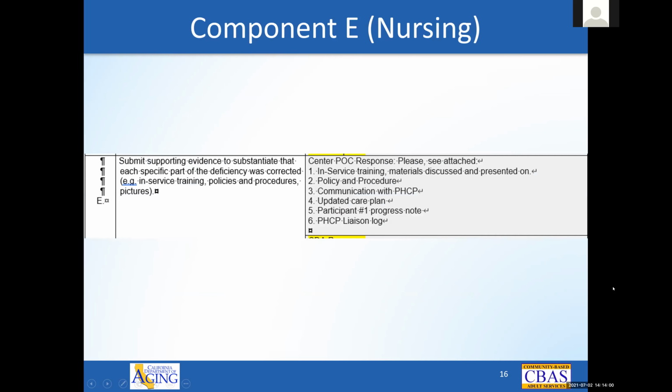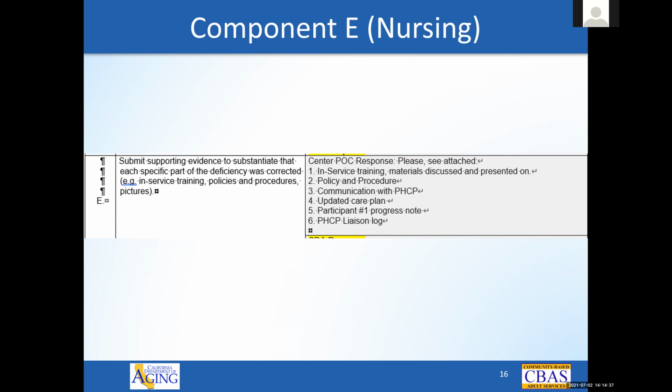And next, we'll go over the nursing and social work examples. So for component E, using the nursing citation example discussed, the response is as follows. Please see attached. File number 1, in-service training, materials discussed and presented on. Item number 2, policy and procedure. Item number 3 is the communication with the primary healthcare physician for the participant affected, which was participant number 1.